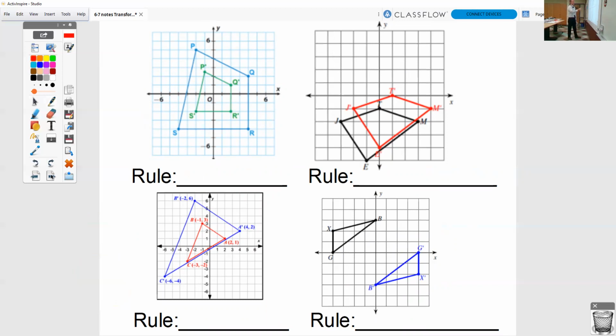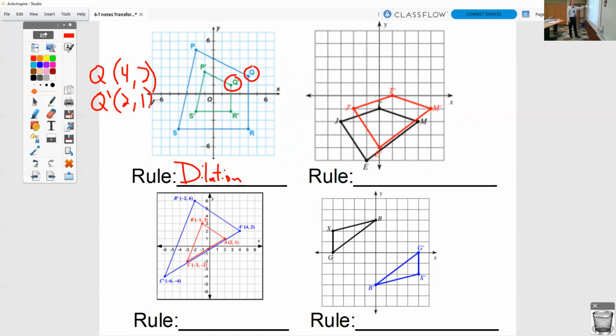In this one, the 4-sided shape here is getting bigger or smaller. Therefore, it is a dilation. How much bigger or smaller is it getting? Well, choose a point. I like choosing positive letters. So if I take a look at Q and Q prime, Q is over 4, up to 2. And Q prime is over to 2, up to 1.